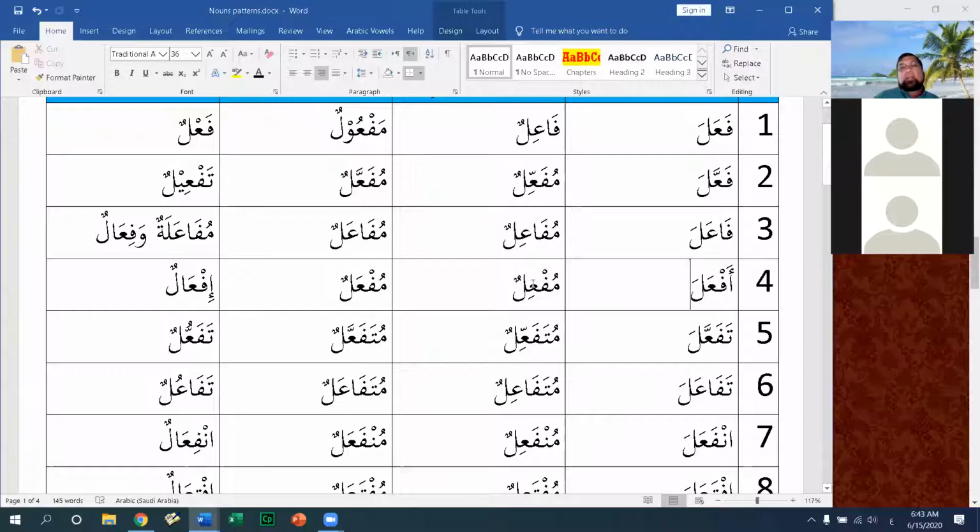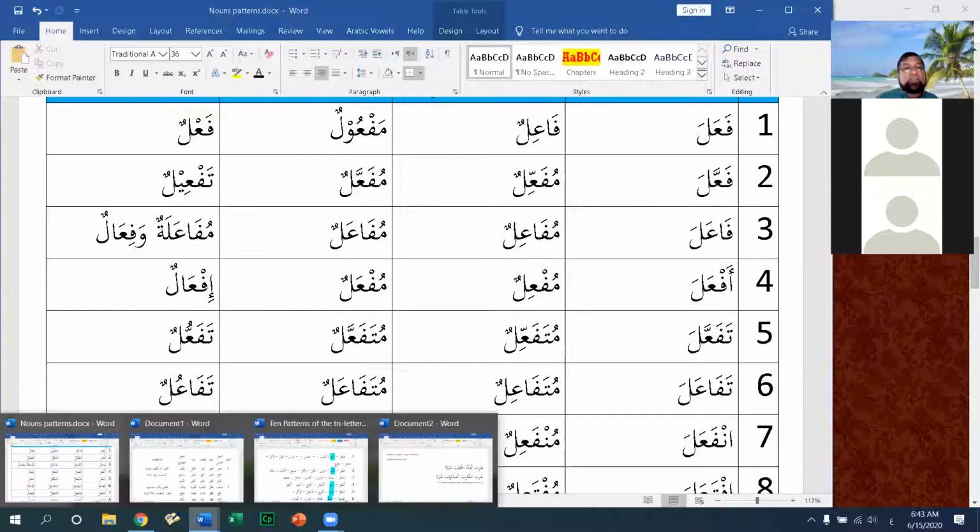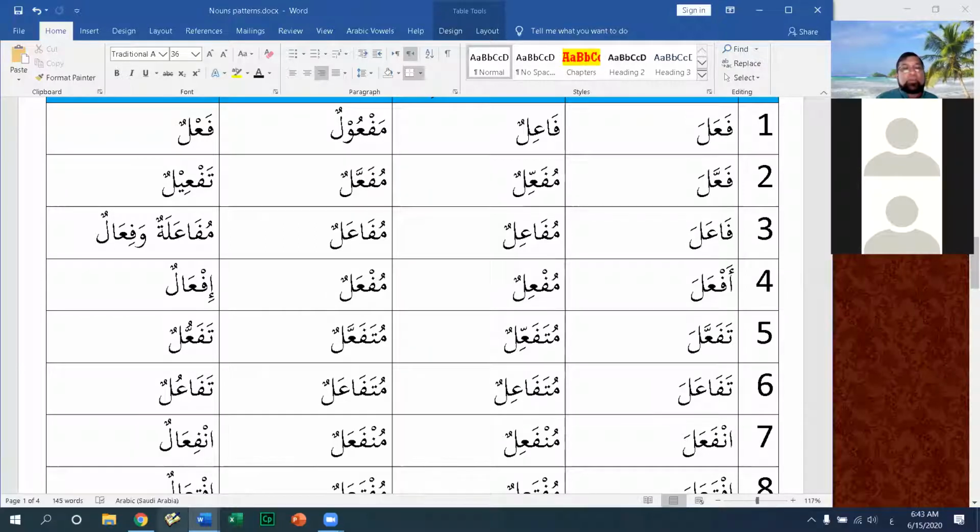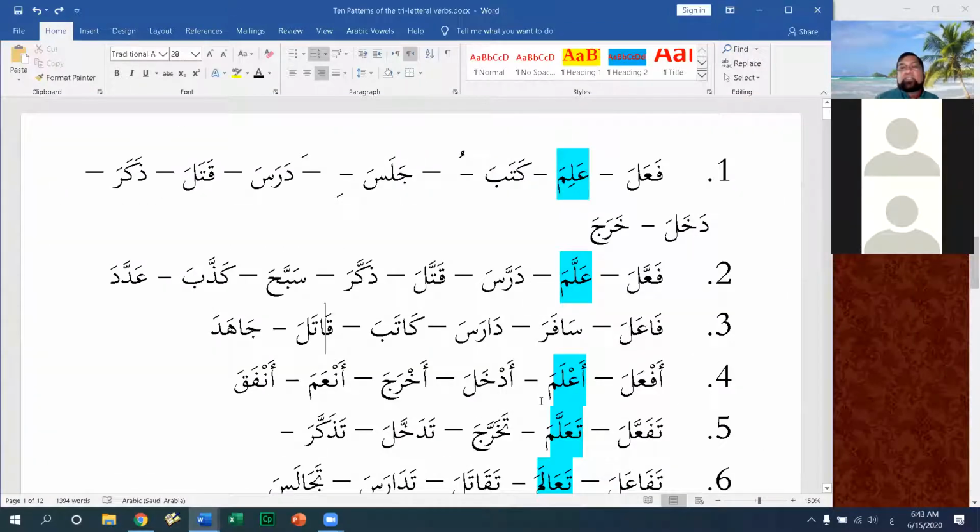Af'ala. Ismul fa'il would be muf'ilun. Ismul maf'ul would be muf'alun. And the masdar would be if'alun. And this here is so popular in the Arabic language. This pattern is used a lot in the Arabic language and in Quran. So when we use the examples, you'll see they would resonate with you. You would recognize them. So let's take, for example, a'lama.